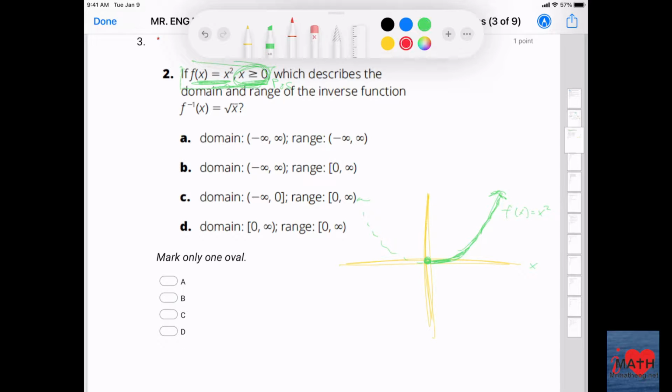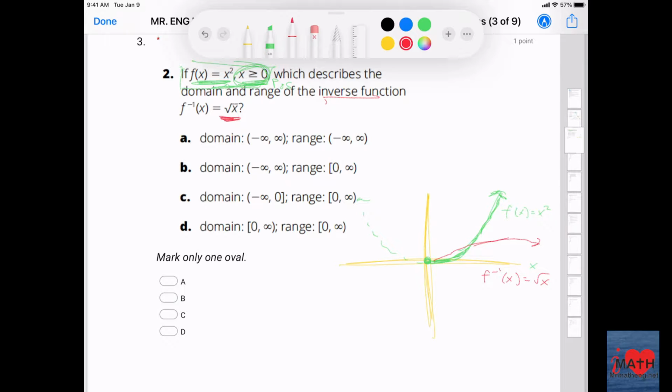Now we have to do the inverse of this, which is, they're telling us it looks like this. If f of x is, then which describes the domain and range. So this is the new graph. There in red, that is the inverse. That notation up there, the -1, is the inverse of x squared, which is square root of x. And basically all they want to know is what's the red domain there.